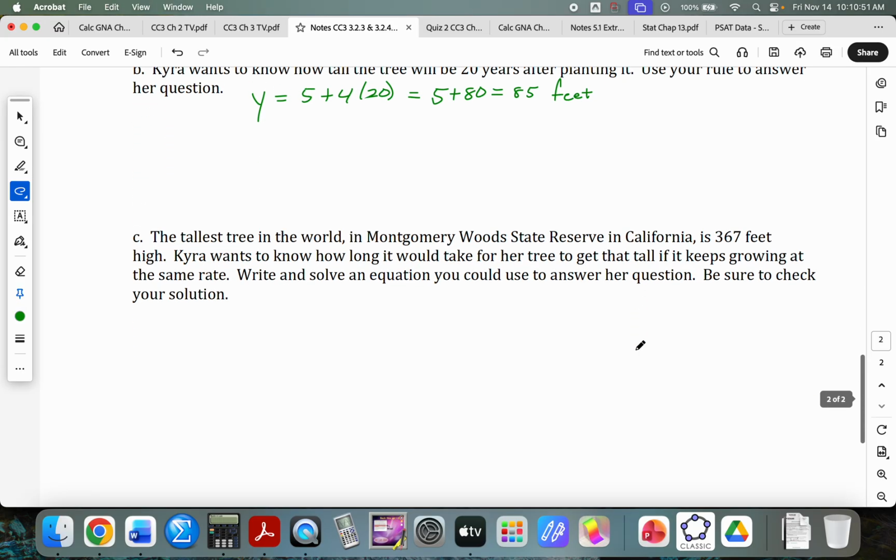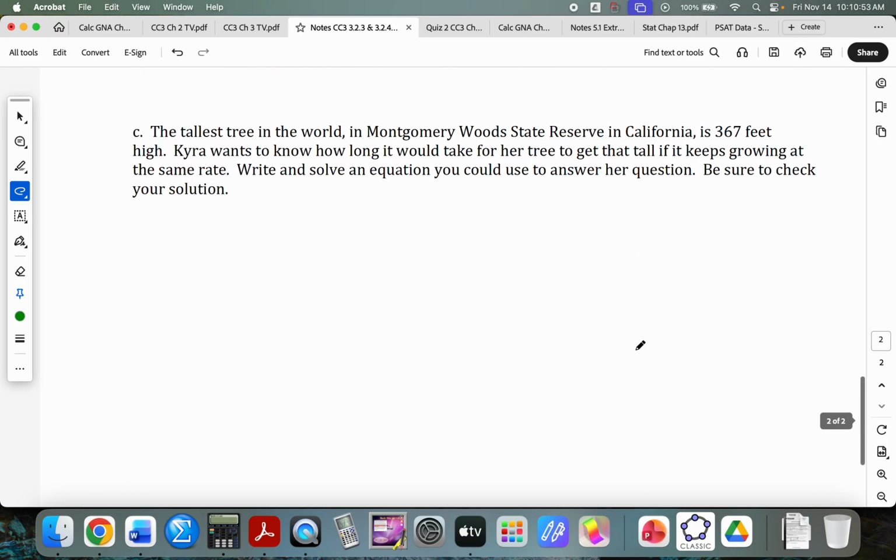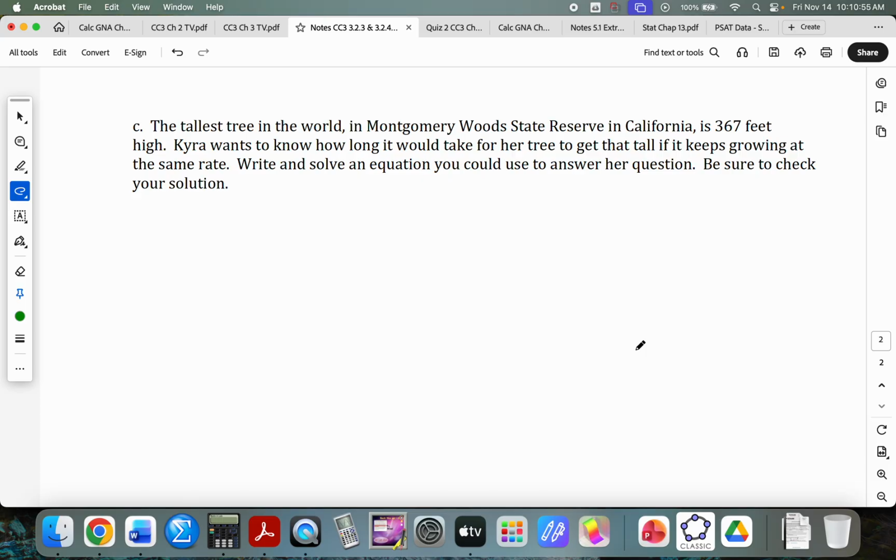All right, the tallest tree in the world, in Montgomery Woods State Reserve in California, is 367 feet tall. That's very tall. That's over a football field tall.